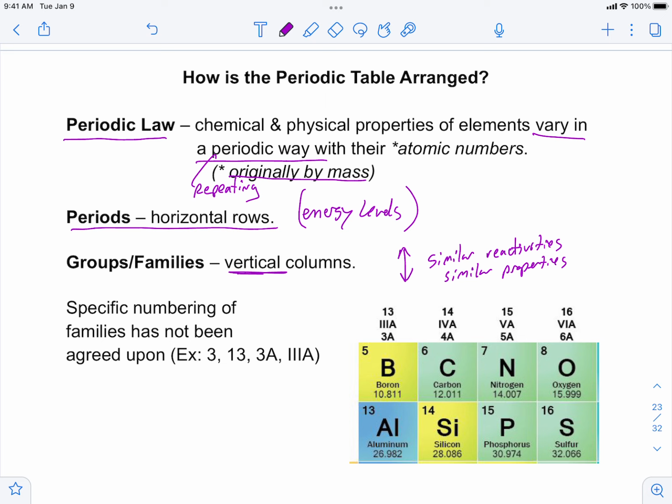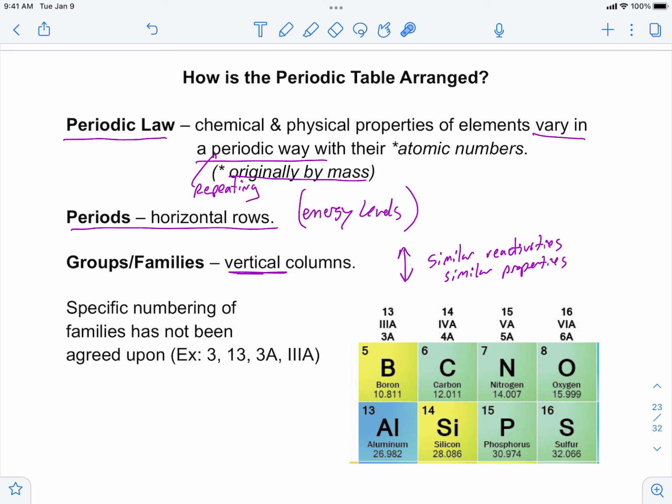Now, the families are numbered, and depending on which periodic table you look at, you might see numbers like 1, 2, 3, 4, all the way through 18. Or you might see Roman numerals with a combination of Roman numerals and letters. Or you just might see numbers with letters. The numbering is not entirely agreed upon. They have different systems depending on essentially which country you live in. I'm not so concerned with the numbers.